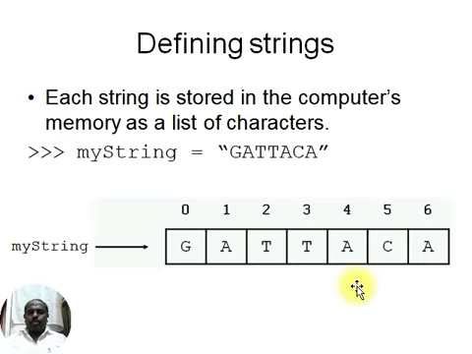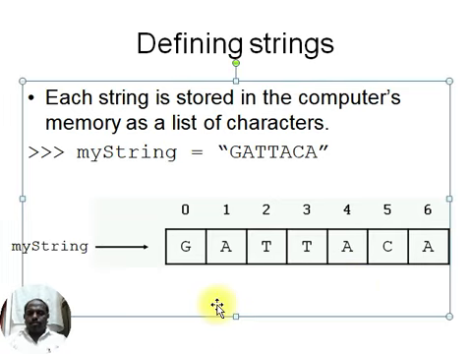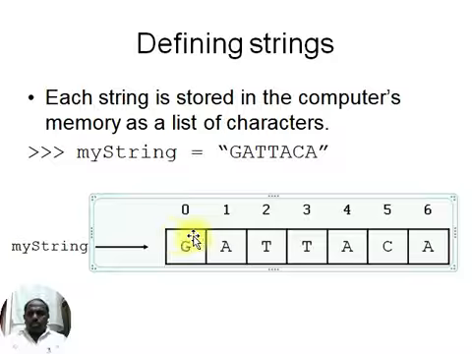How do you define a string? Each string is stored in the computer's memory as a list of characters. Here is the example. In this example, I assign my string the value GATTACA. It is stored like a list of characters. G is stored at index 0, A at index 1, T at index 2, another T at index 3, A at index 4, C at index 5, A at index 6.